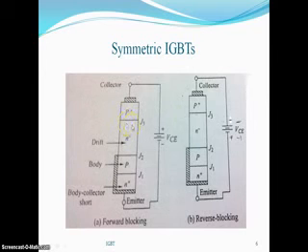In the forward blocking mode, the collector is positive with respect to the emitter. Therefore, junctions J1 and J3 are forward biased, and J2 is reverse biased, and hence decides the blocking capability of the device. Junction J2 is formed between a moderately doped P layer and lightly doped N minus layer. Hence, the forward blocking capability is decided by the N minus drift layer.